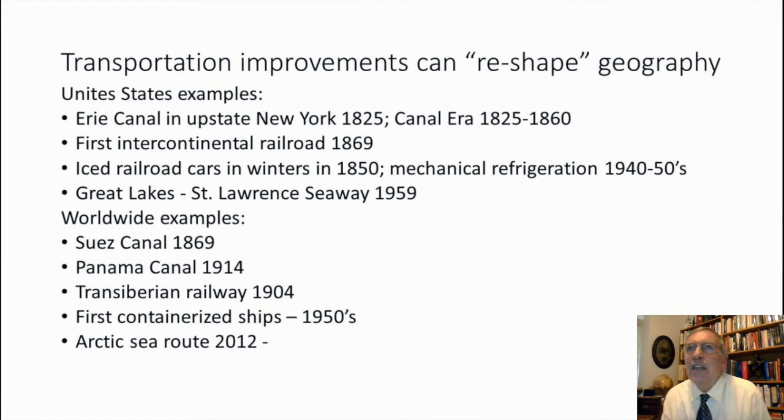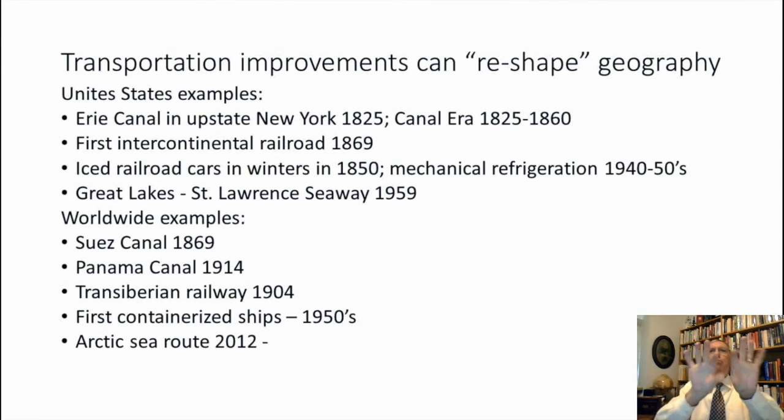In general, something to think about is that transportation improvements can reshape geography. What I mean by that is they can change things around so much that they can, as I say, reshape geography. So some examples in the United States, and we'll see this in a little more detail about the canals, but for example, the Erie Canal in upstate New York, and I'll show you a map of it, that connected the Great Lakes to New York City, began a boom all along that canal.